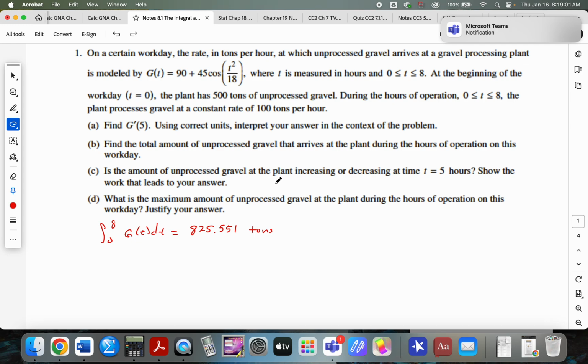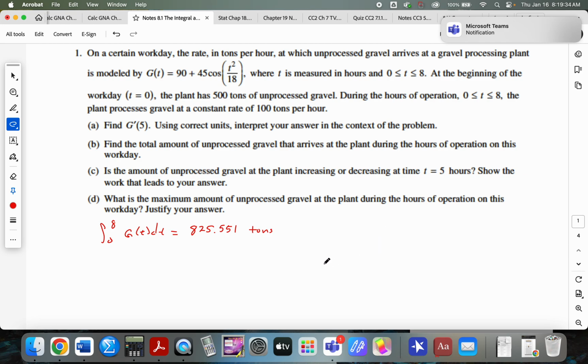All right, here's where you start to get some interesting questions. Is the amount of unprocessed gravel at the plant increasing or decreasing at t is equal to 5 hours? Show the work that leads to your answer. All right, so to find where an amount is increasing or decreasing, we would need to look at the derivative, right?